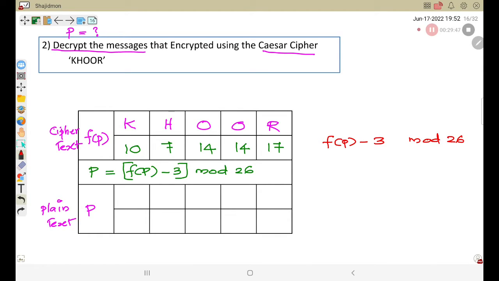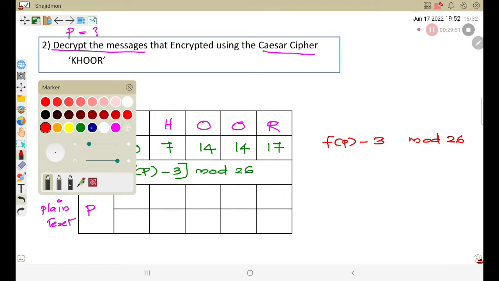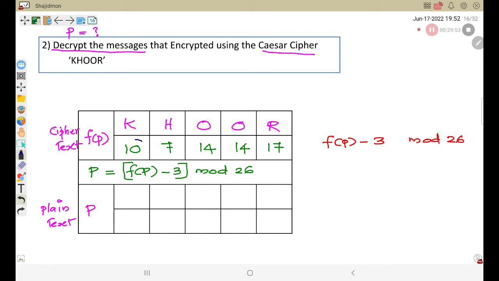Do the calculation on the side. Don't do it in the table, only write the numbers. Now we will go to the calculation. The first F of p number is 10. So 10 minus 3. What is 10 minus 3? 7. So we can write 7 here.